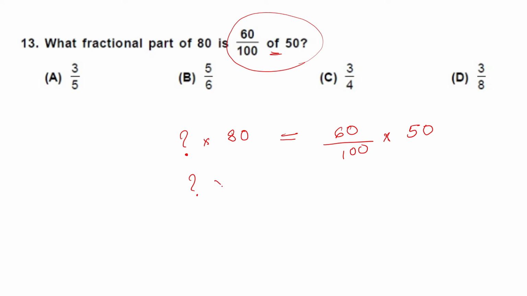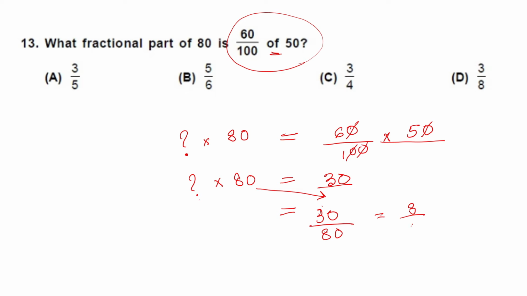So my left hand side is equal to, let's solve this. I cancel these zeros and this 0 also, because this is also a part of numerator. So what I am left with is 30. So what fraction of 80 is 30? Well, when this goes to this side, it will get into the denominator. So 30 divided by 80, which is equal to 3 by 8. So 3 by 8 of 80 is 60 by 100 of 50. So your answer is option D.